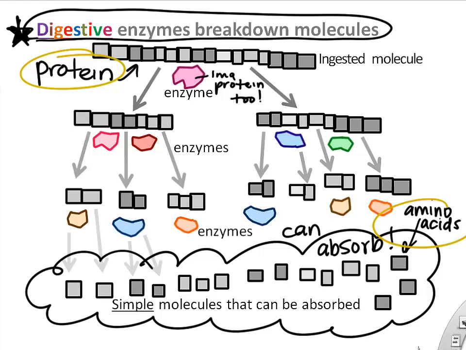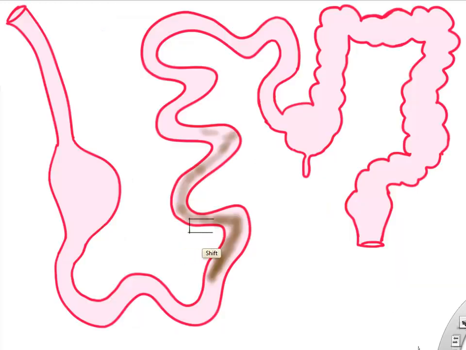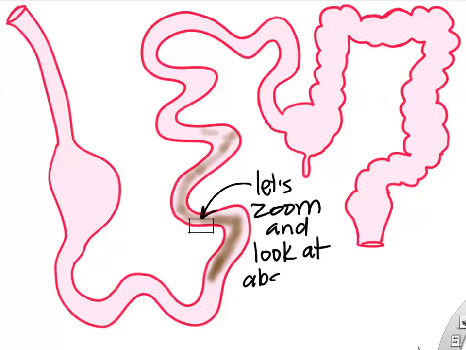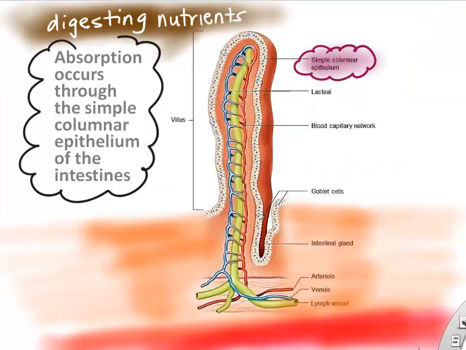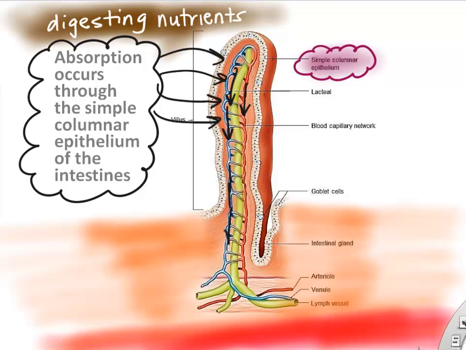So enzymes are really just proteins themselves. And if we zoom in on the epithelium of our small intestine, we can see how absorption takes place. As we zoom in, we see that we have simple columnar epithelium, and they're actually on these little ruffles called villi, which increases the surface area.